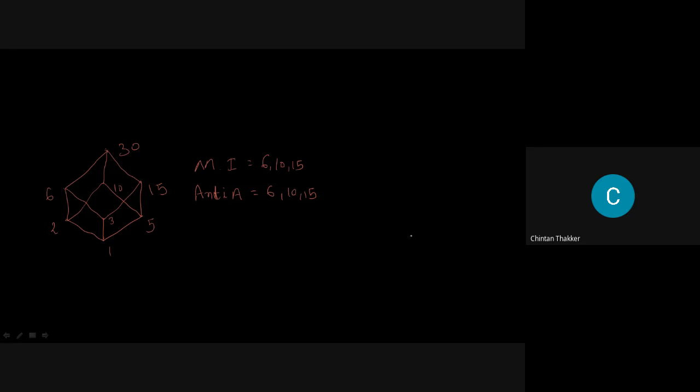We have taken the hash diagram of 24 also. So 1, 2, 3, 4, 6, 8, and then here 12 and 24. So here we have this.